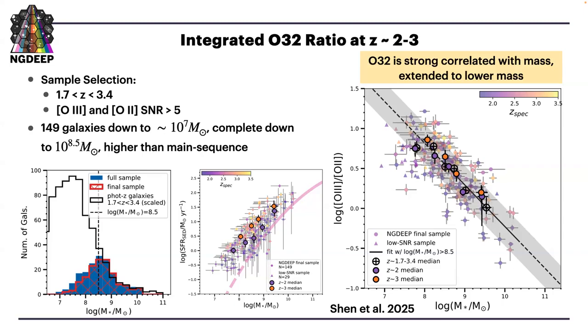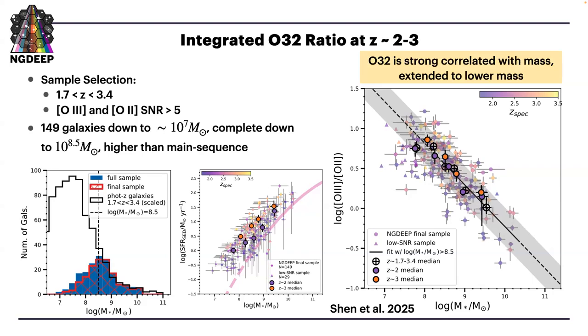And here I'm showing the main result of this paper. This is the O3-2 ratio as a function of stellar mass, and the small dots are the individual galaxies, color coded by redshift.